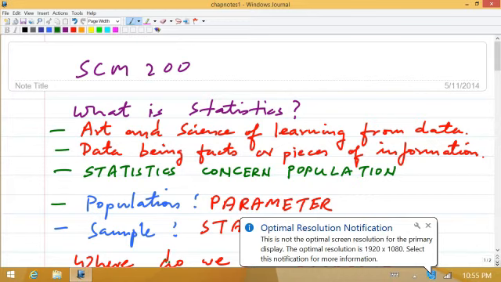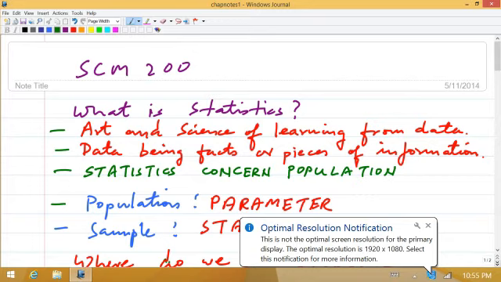Let's talk about statistics and what is meant by statistics. Statistics is essentially the art and science of learning from data, being facts or pieces of information. Statistics concerns population. That is the overarching goal of statistics.